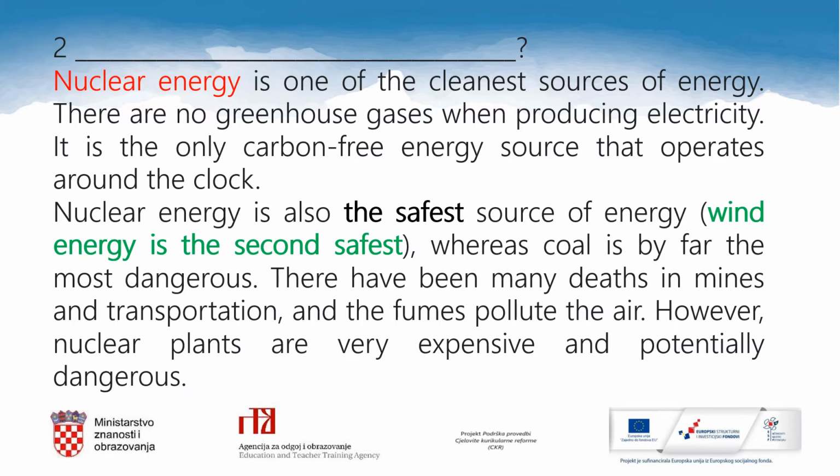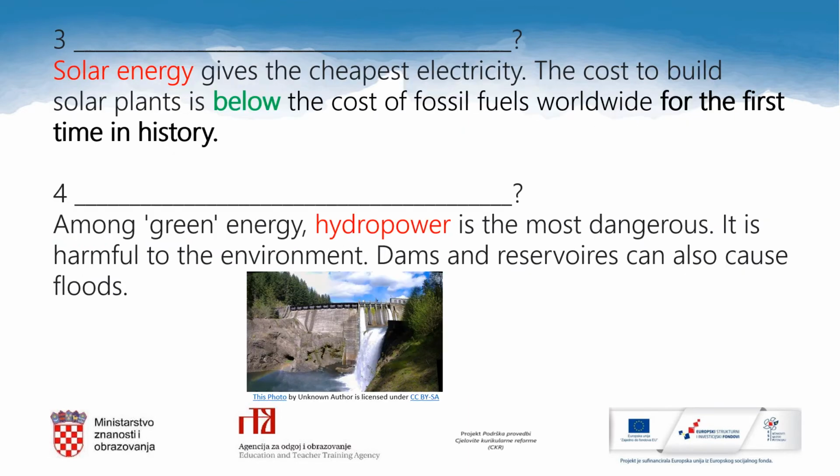Wind energy is the second safest, whereas coal is by far the most dangerous. There have been many deaths in mines and transportation, and the fumes pollute the air. However, nuclear plants are very expensive and potentially dangerous. Solar energy gives the cheapest electricity. The cost to build solar plants is below the cost of fossil fuels worldwide for the very first time in history.